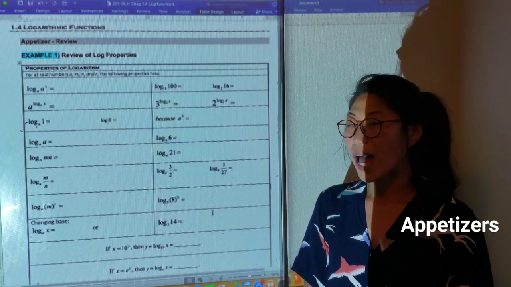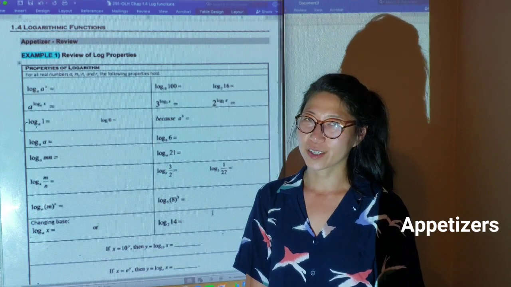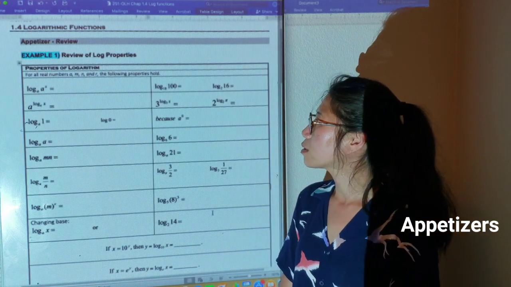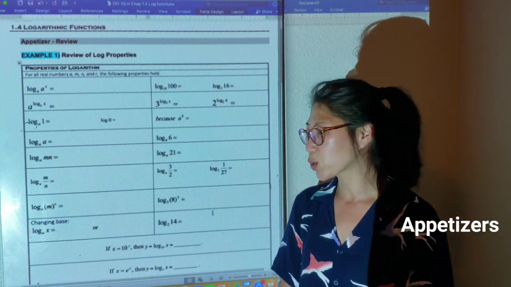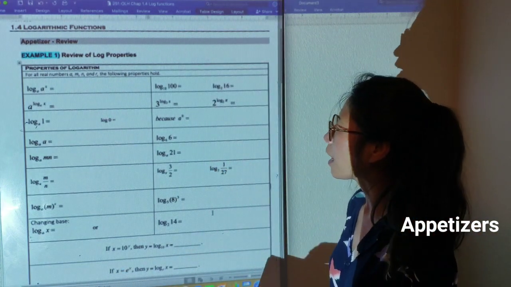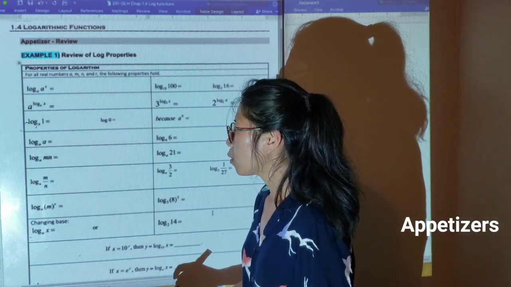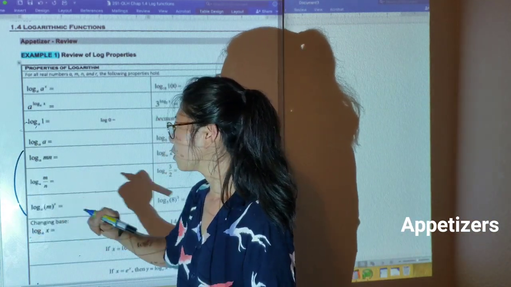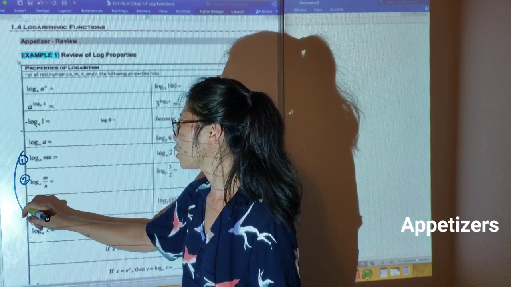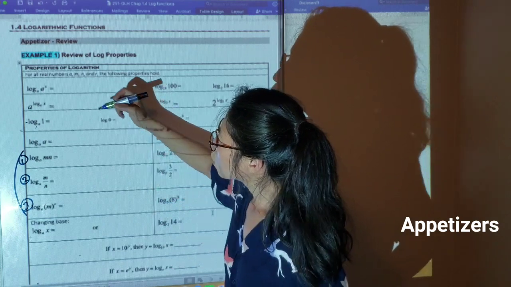Let's talk about 1.4 appetizer questions. We are going to talk about log functions in this section, and let's go over some review of the log properties together with me. So let's look at those properties. There are about 8 properties, and all of those are fairly easy. And then there are 3 properties that you have to be careful about. These are those 1, 2, 3 properties. So let's see if you recall all of those rules for logs.